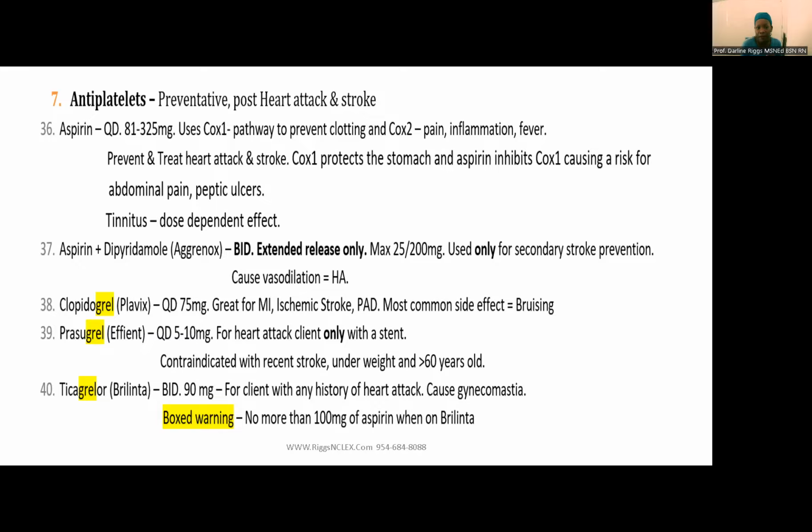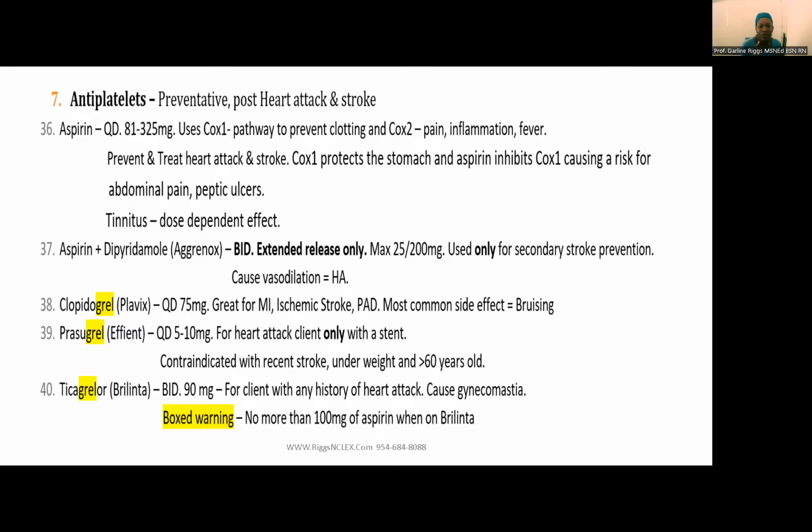So sometimes you'll see a mixture of aspirin and dipyridamole. You might be familiar with Aggrenox. They're extended release. You already know what that means. Don't crush them, don't break them. If the client is on a PEG, this is not the medication for them because you can't give it that route. Okay, so great for secondary stroke prevention. Of course, there's some vasodilation because of its combination. So headache is coming, right? It's just good to warn people.